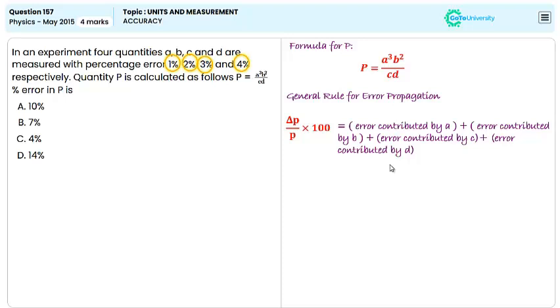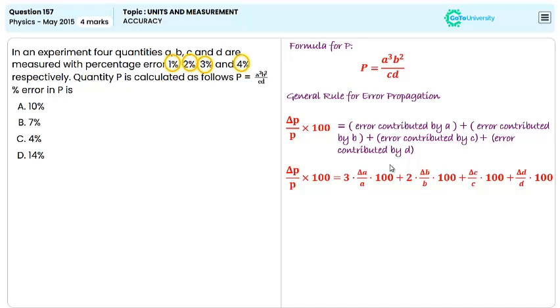That is nothing but delta P by P into 100 is equal to 3 into delta A by A into 100 plus 2 into delta B by B into 100 plus delta C by C into 100 plus delta D by D into 100. Let us substitute the given errors.